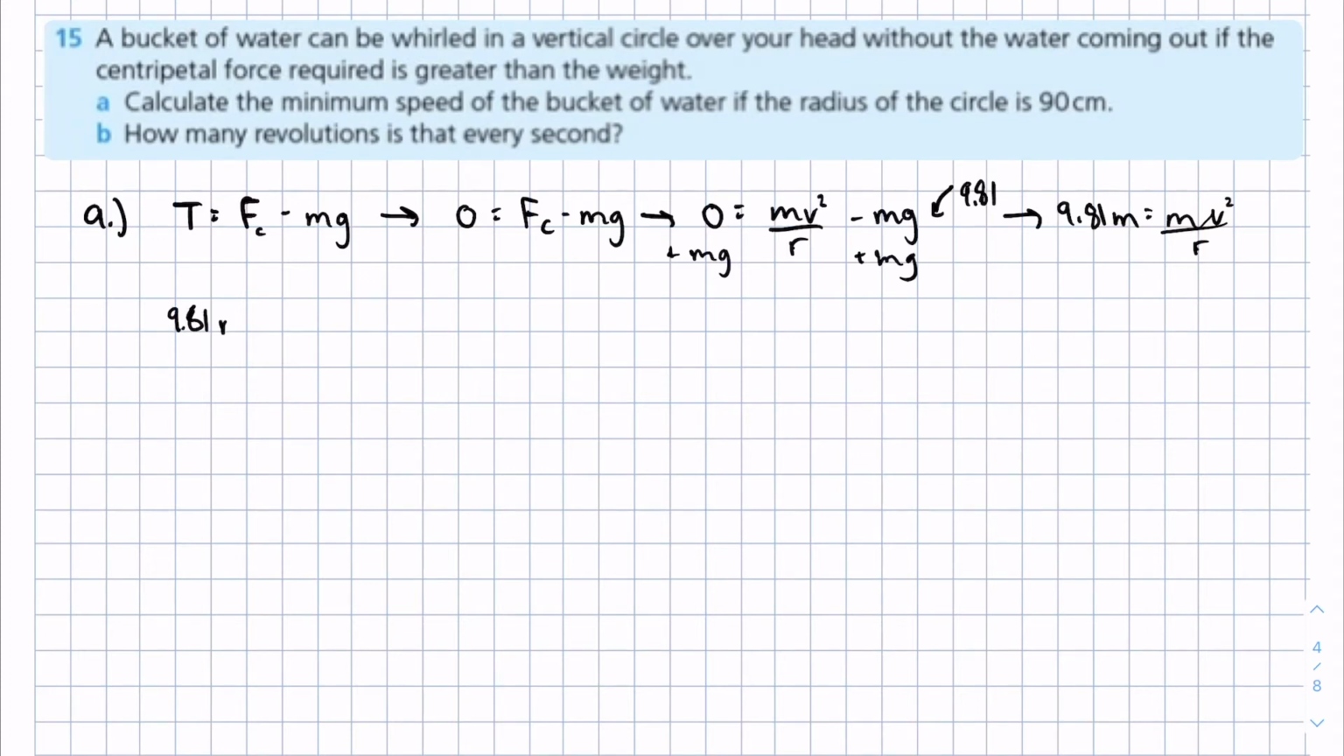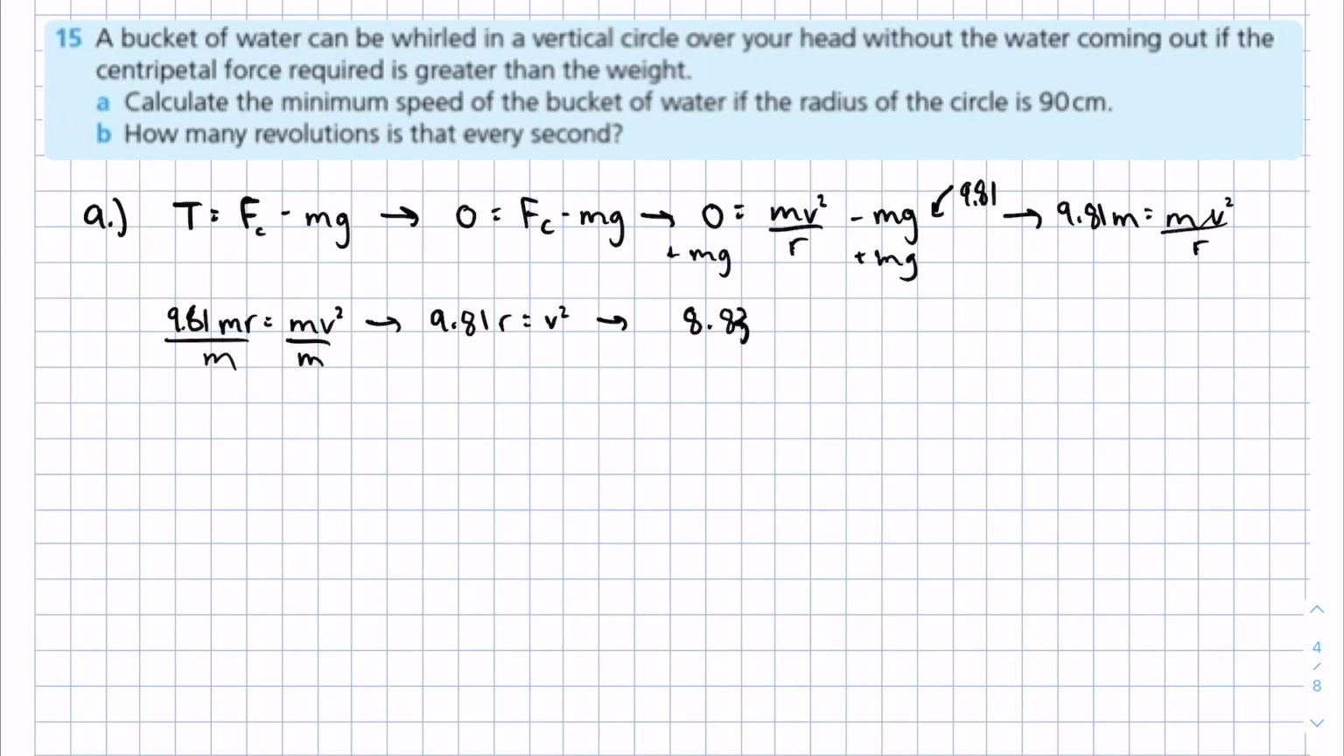We can remove r from the denominator by multiplying r on both sides, so we get 9.81 mr equals mv squared. And then to eliminate the mass, since we don't know what it is, we can divide both sides by m, and we're left with 9.81 radius equals velocity squared, and we know the radius is 90 centimeters. Since we have to write it in meters, it's going to be 0.9. So 9.81 times 0.9 equals 8.83.